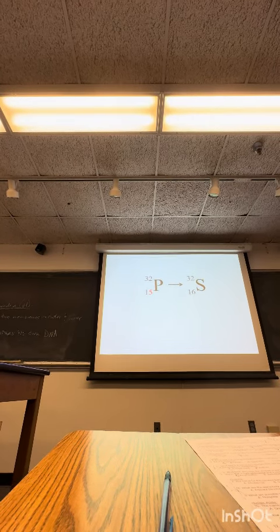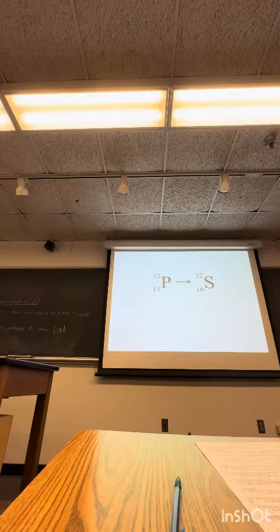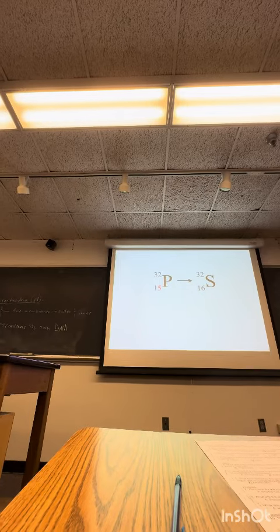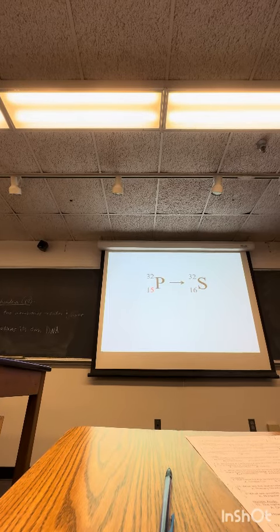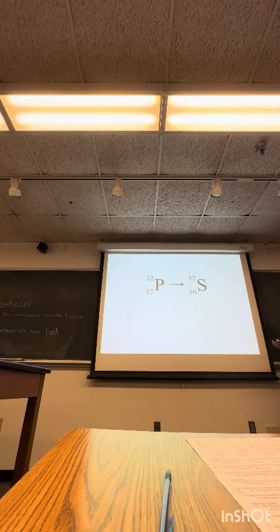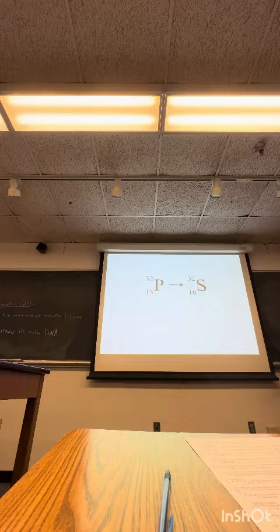So you have these unstable versions. If their atomic number changes, their identity changes. But if we change the atomic mass, it's still a phosphorus. It's just an uncommon radioactive phosphorus.